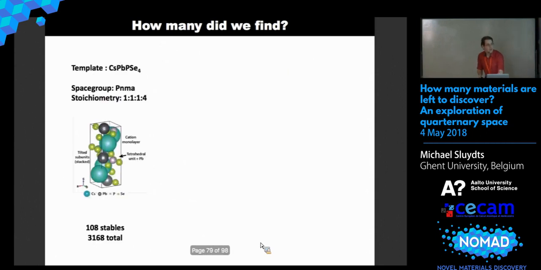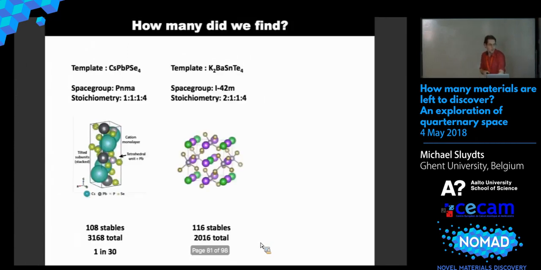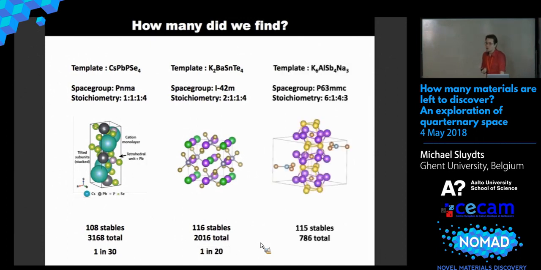But yeah, of course, now it's the question, how many stables did we find in each family? So in the first one, we found about 108 stables, so that's 1 in 30. In the second, 116, so that's 1 in 20. And then in the third, 150, that's 1 in 8, because here we didn't calculate the entire hypothetical database. In the future we will really be using our live machine learning algorithm, but here we still calculated the entire families to get some data.